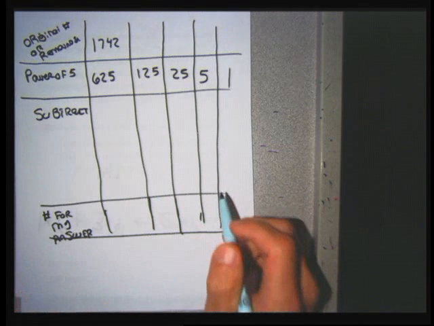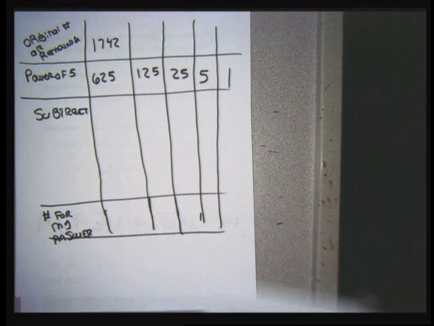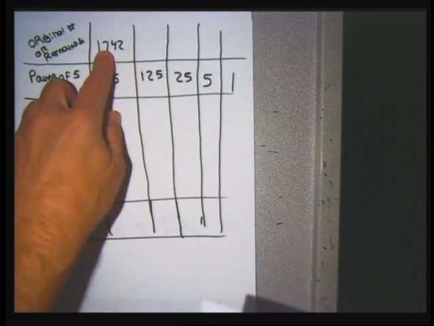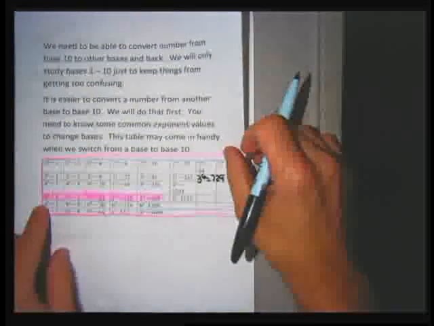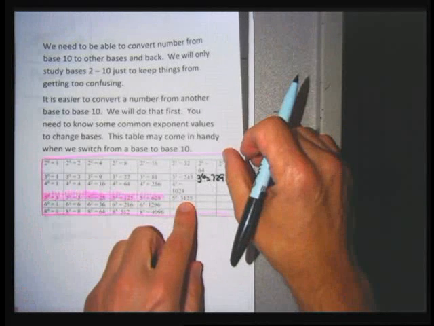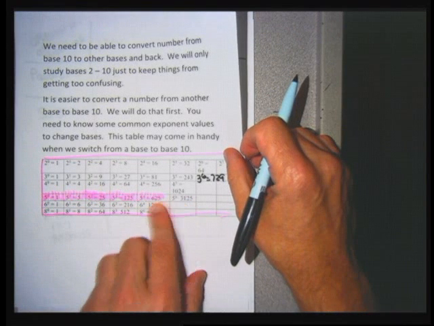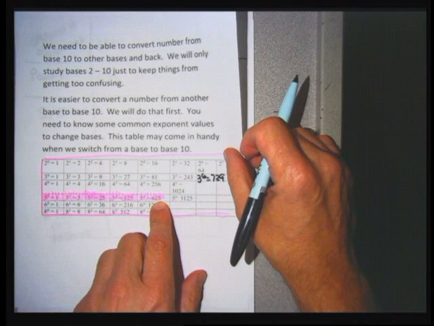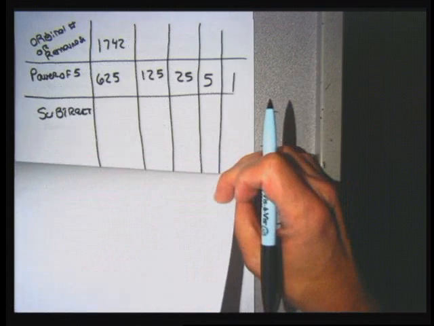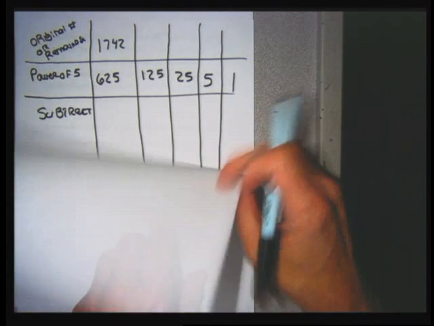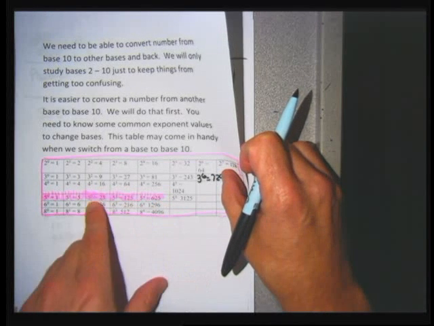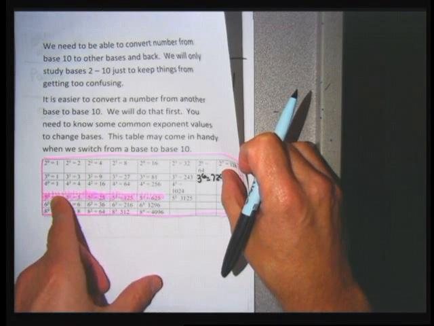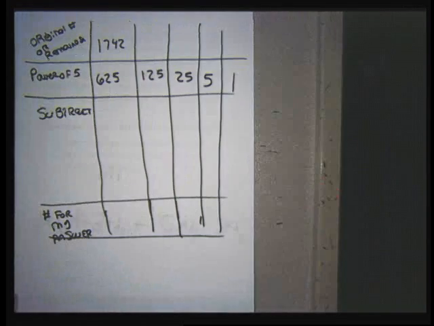So I have it all sketched out what I need. I took the original number and put it at the top of the first column. I went to my powers of 5 and found every power of 5 that was less than that number, and I wrote them backwards. So that's the biggest power of 5 that's less than 1742. Wrote it right underneath the 1742, and then I made a column for the 125, the 25, the 5, and the 1. Every power of 5 that's less than 1742.